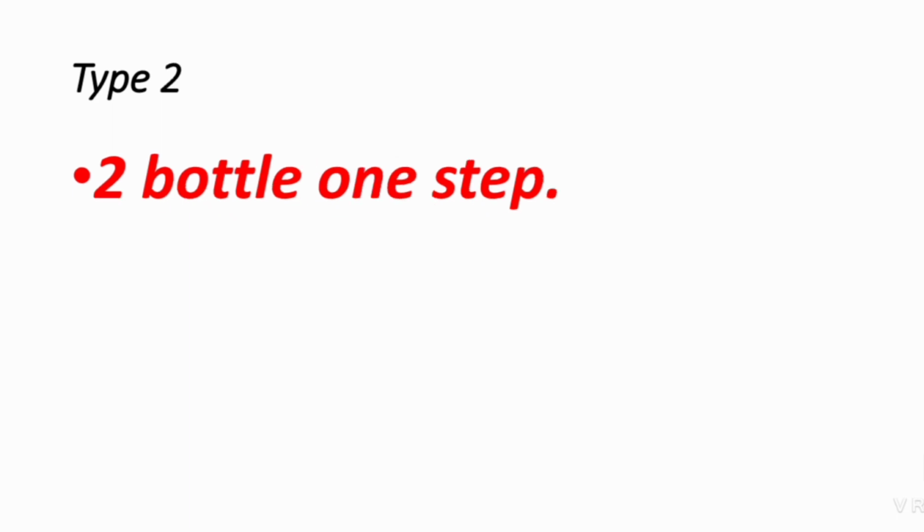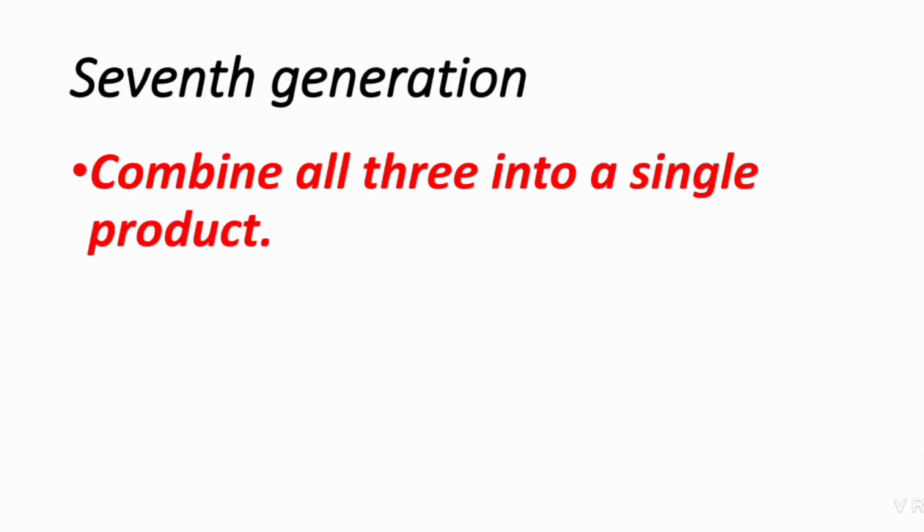In type 2, two bottles are also seen, but it is only a one step system. Both liquids are mixed just before application, so it requires only one step. In one bottle there will be primer and in the other bottle there will be phosphoric acid modified resin. In the seventh generation, an attempt was made to combine all three, etchant, primer and adhesive, into a single product. The seventh generation may be characterized as a no mix self etching adhesive.